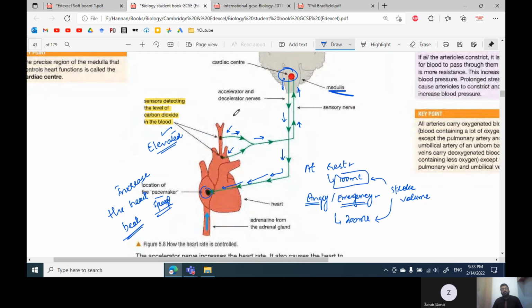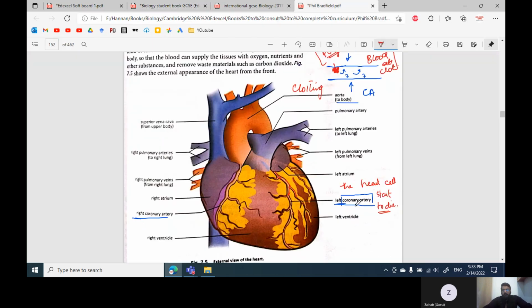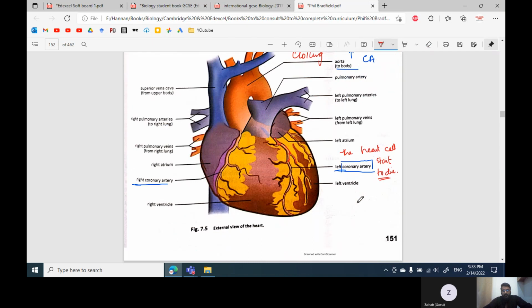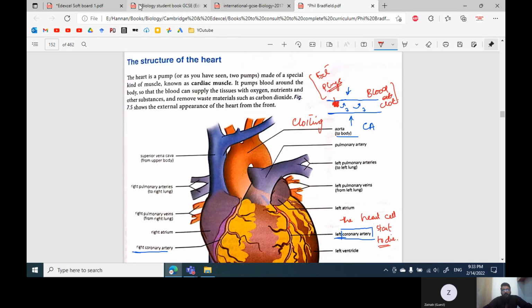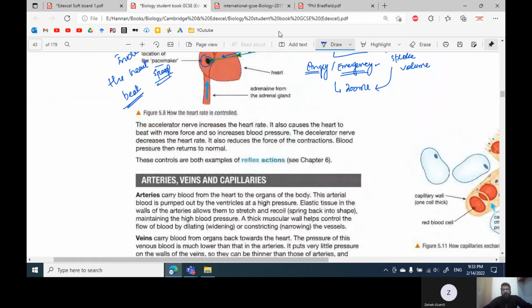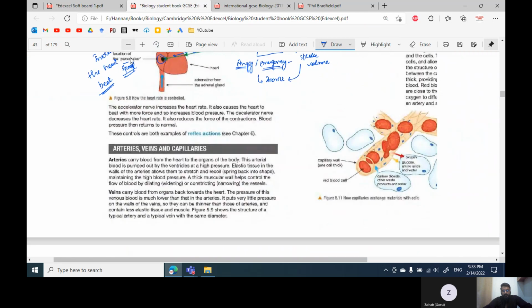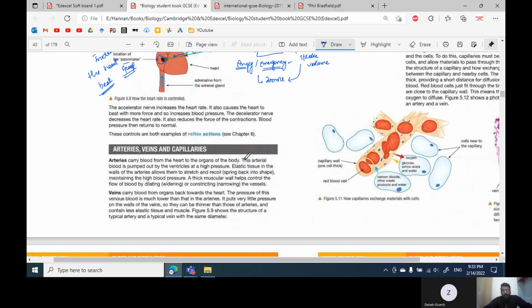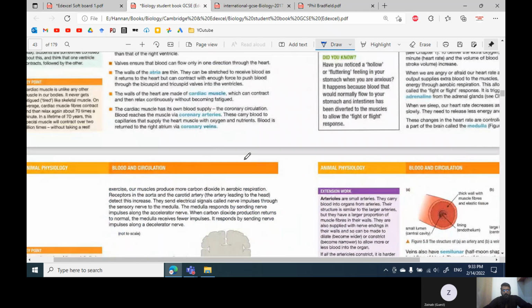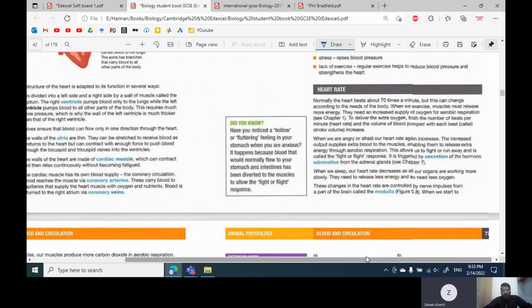So these are some phenomena that control the heart, and that are very sensitive for the heart, especially when we talk about the coronary artery, and this artery faces more problems than any other arteries in our body. Understood? Yes, sir.